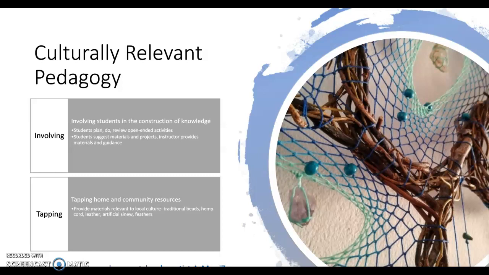And again, students are always going to be the ones to suggest the materials and select their own projects, and I'm just there to provide guidance and provide the materials for them. For home and community resources, again, I mentioned that we have a very large Native American population where we live, so I'd like to make sure that in this area we have a lot of materials related to the Native American culture, so traditional beads, hemp cord, leather, artificial sinew for making things like dream catchers, feathers.